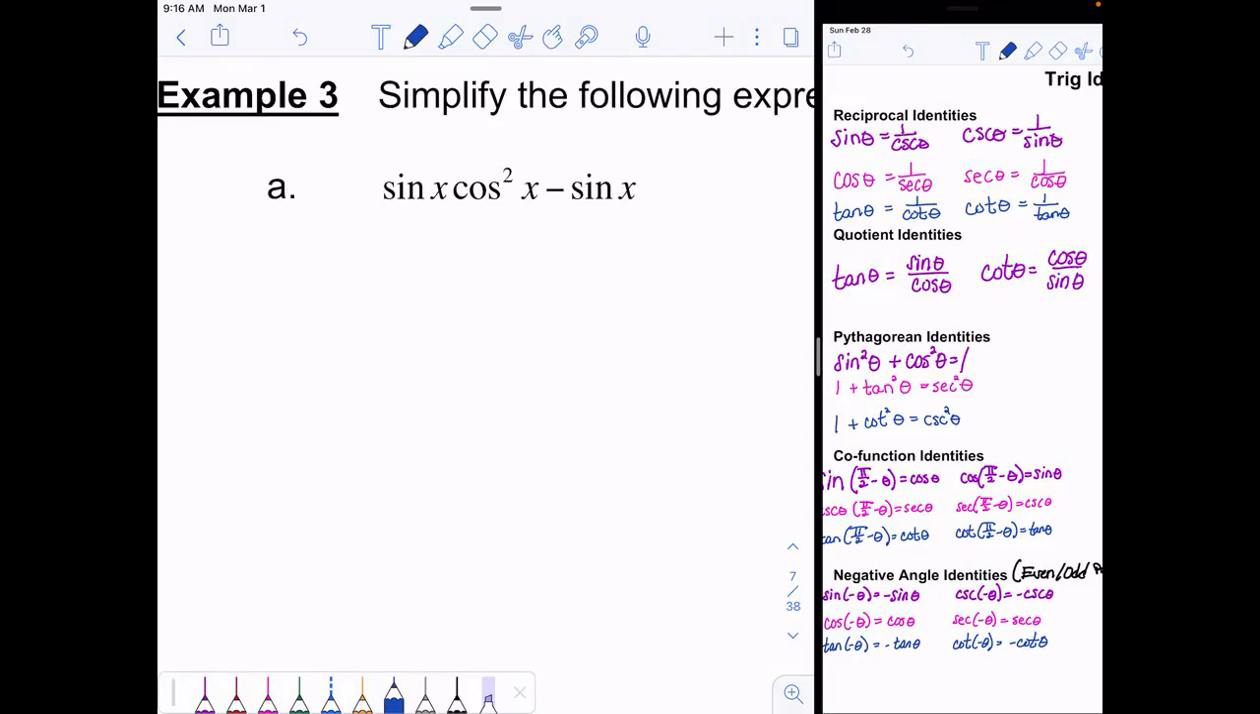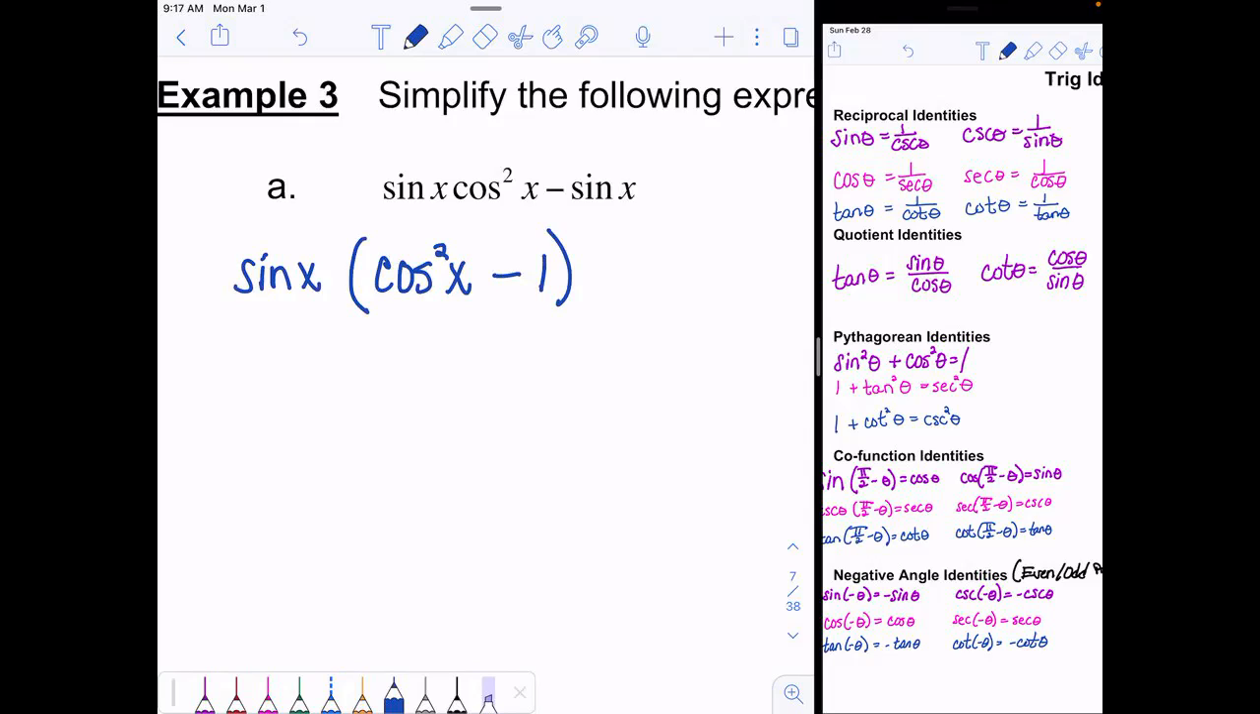Sine, cosine squared minus sine. They both have sine. And usually if 2 terms have something in common, what do you do with it? You factor it out. So we're going to use that algebraic method. Let's factor out that sine. So Jack, when you factor out the sine, what do you get? Hey, you get cosine squared minus 1.